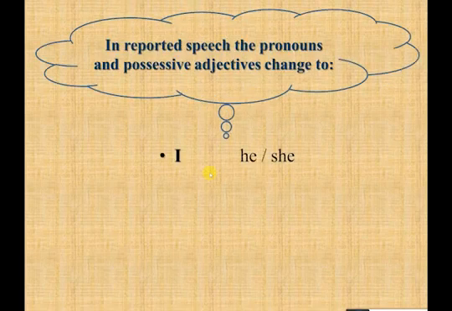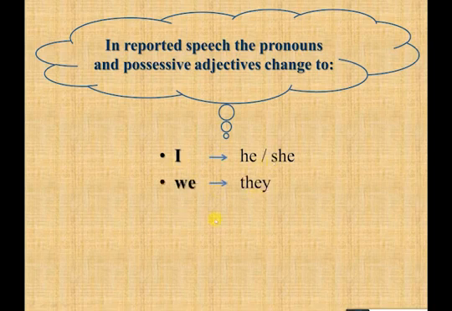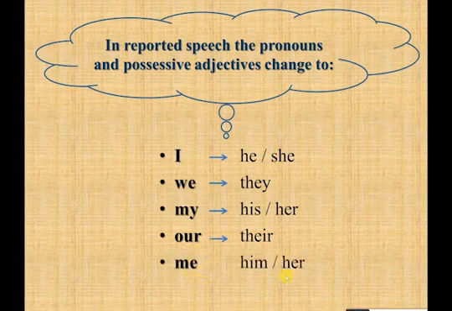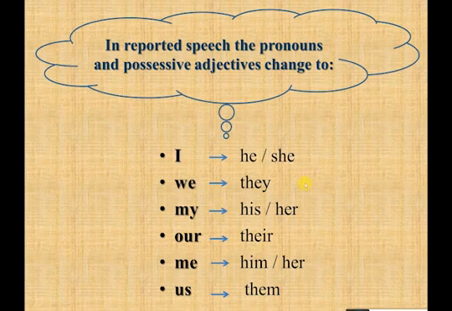Now guys, let's talk about the second important thing, which is how to form the reported sentences. In reported sentences, you need to change two important things. The first one is the verb. We're going to talk about it later. And the second thing is the pronouns and possessive adjective. Look at this. You need to change I into he or she. We to they. My to his or her. Our to their. Me to him or her. And us to them. You guys really need to understand these changes.